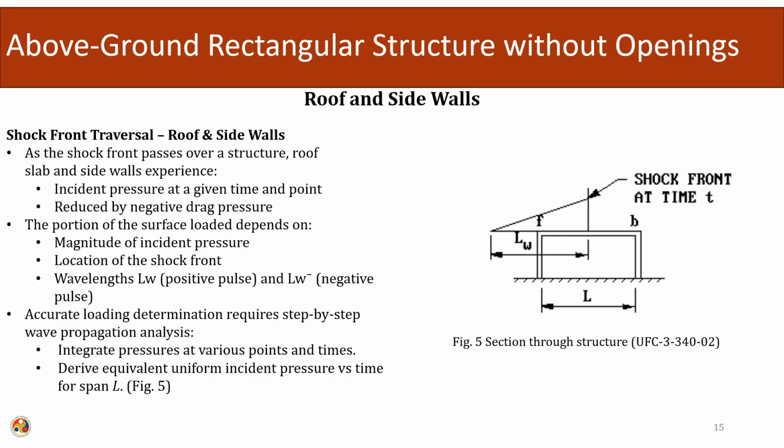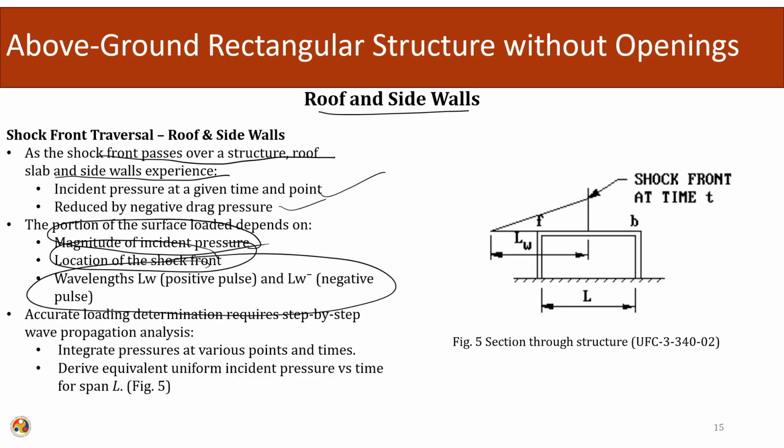Continuing ahead, we looked at how to construct the loading for the front wall. Now, we are looking at the construction for the roof and side walls. Here the shock front is transverse, and we look at its effects on the roof and the side walls. As the shock front passes over a structure, the roof slab and the side wall experience incident pressure at a given time and point, and this is reduced by negative drag pressure. The portion of the surface loaded depends upon the magnitude of the incident pressure, the location of the shock front and the wavelength of the blast loading, the negative wavelength and the positive wavelength.